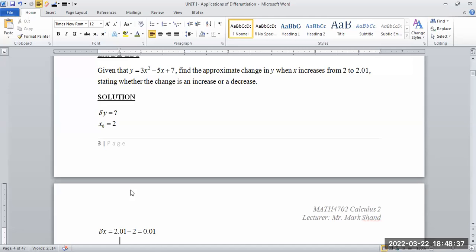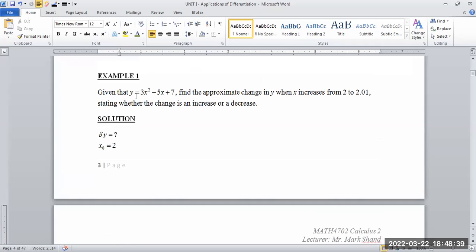Very light. Let's go. So the question says, given that y equals all of that, find the approximate change in y when x increases from 2 to 2.01. We need to state whether the function is increasing or decreasing, whether there is an increase in the function or a decrease. My squiggly y is what I'm trying to evaluate. My x naught is my initial value.